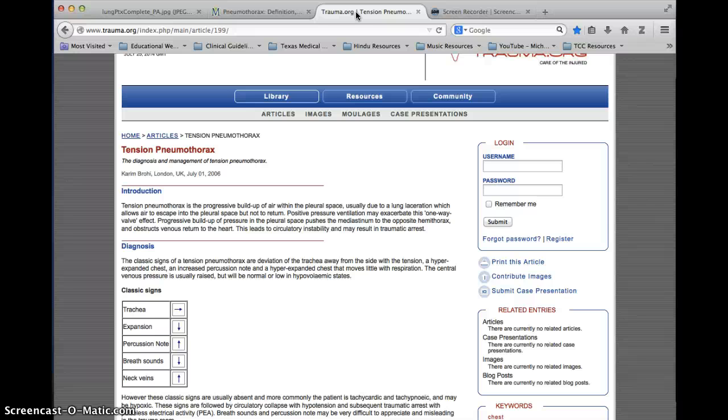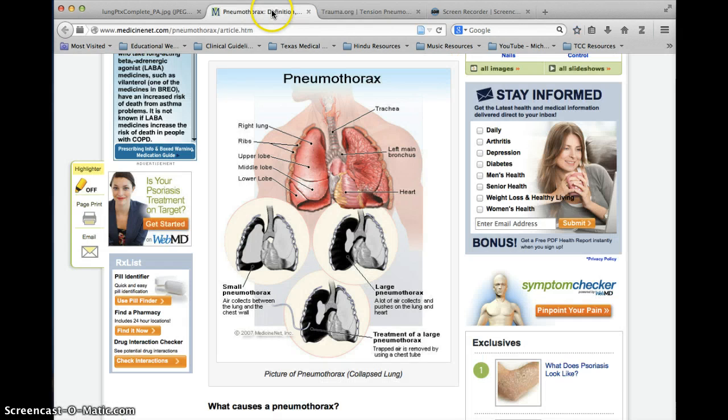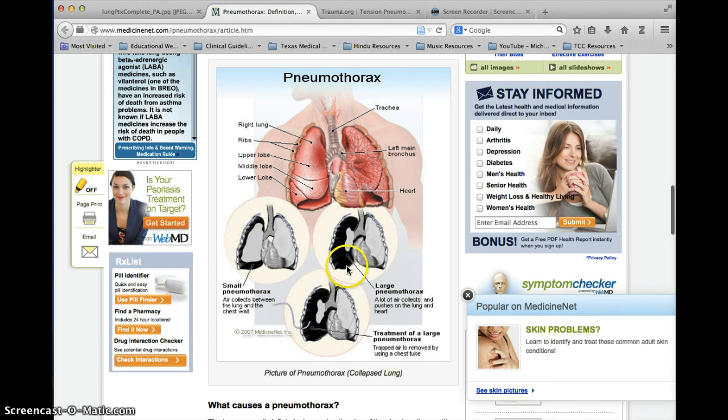Here it says the tracheal deviation is away from the side, hyperexpanded chest, increased percussion note, and a hyperexpanded chest that moves with little respiration. And then also, here's a great depiction of the pneumothorax itself. In this case, we have that large pneumothorax occurring where a lot of air collects inside, pushing the lung and heart towards the opposite side, creating the mediastinal shift, hence the tracheal deviation.